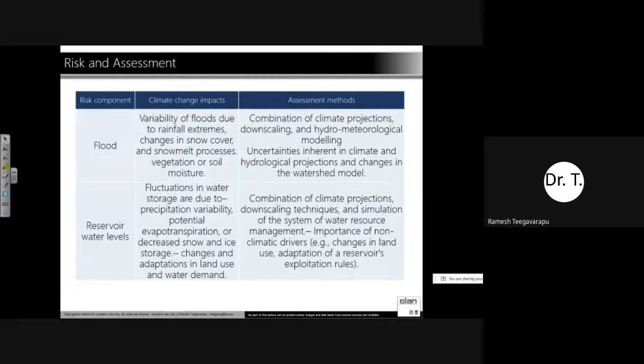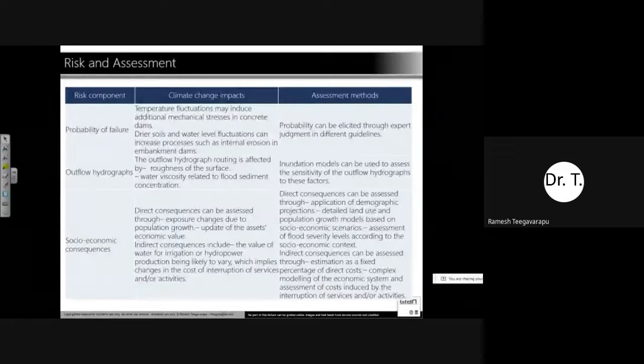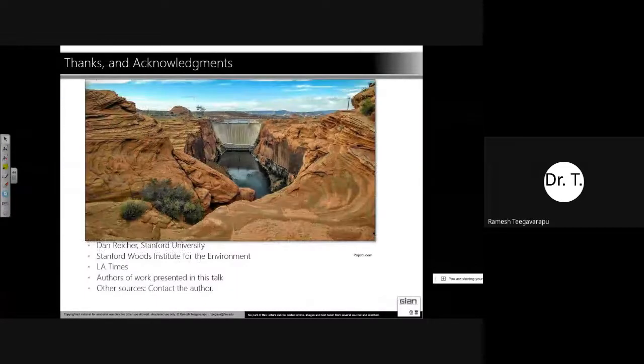So there are risk components for different climate change impacts, which will need some assessment methods. So we need to do all these assessments for considering flood, reservoir levels, gate performance, failure modes, flood routing strategies. Those also need to be developed because if you want to move the water around, and outflow hydrographs and socio-economic consequences. So these are taken from the United Kingdom flood assessment report. These are available, and they are one and the same as what I have discussed, but they are providing it in the form of a table, so I thought it'll be useful.